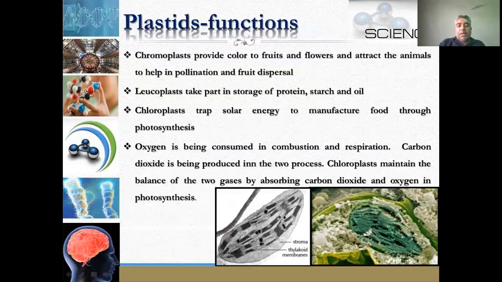Then the functions of the plastid: chromoplasts provide color to fruits and flowers.